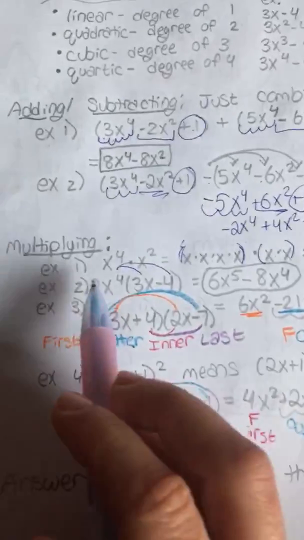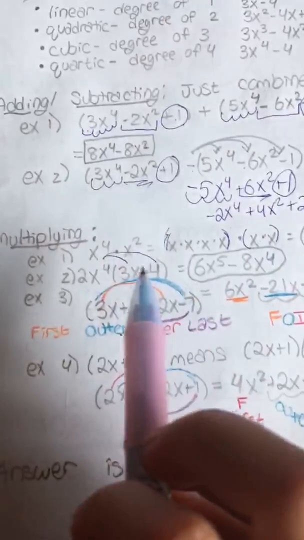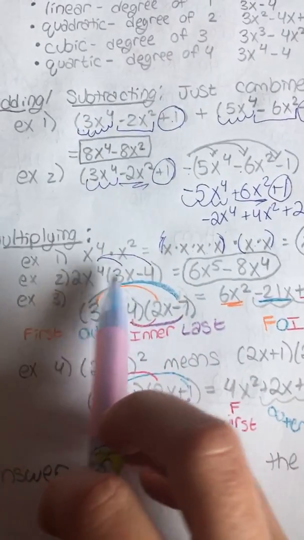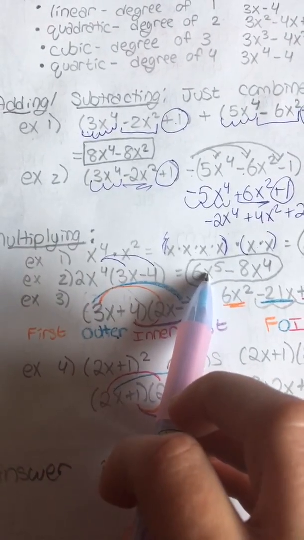If you have a monomial outside of a binomial, you're just using the distributive property, and you're multiplying your constants and then doing your variables. So first do 2 times 3, that's 6. Then x to the 4th times x is x to the 5th.